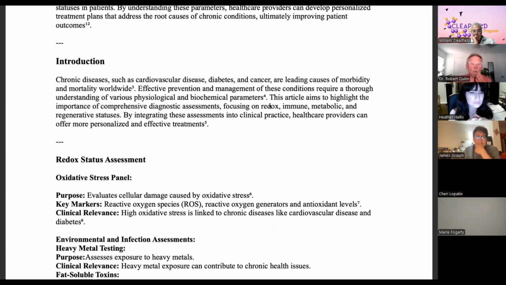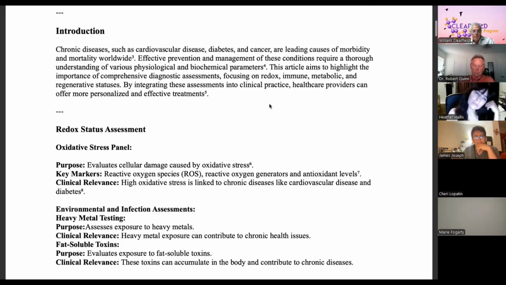Chronic diseases such as cardiovascular diseases, diabetes, and cancers are leading causes of morbidity and mortality worldwide. Effective prevention and management of these conditions require thorough understanding of various physiological and biochemical parameters. This article aims to highlight the importance of comprehensive diagnostic assessment focusing on redox, immune, metabolic, and regenerative status. By integrating this assessment into clinical practice, healthcare providers can offer more personalized and effective treatment.